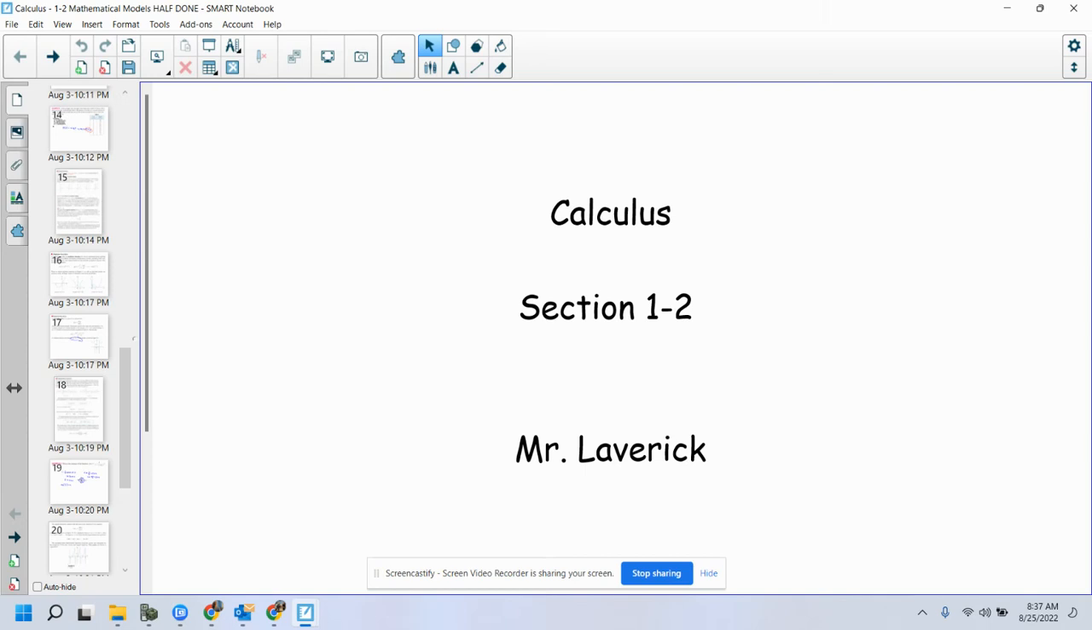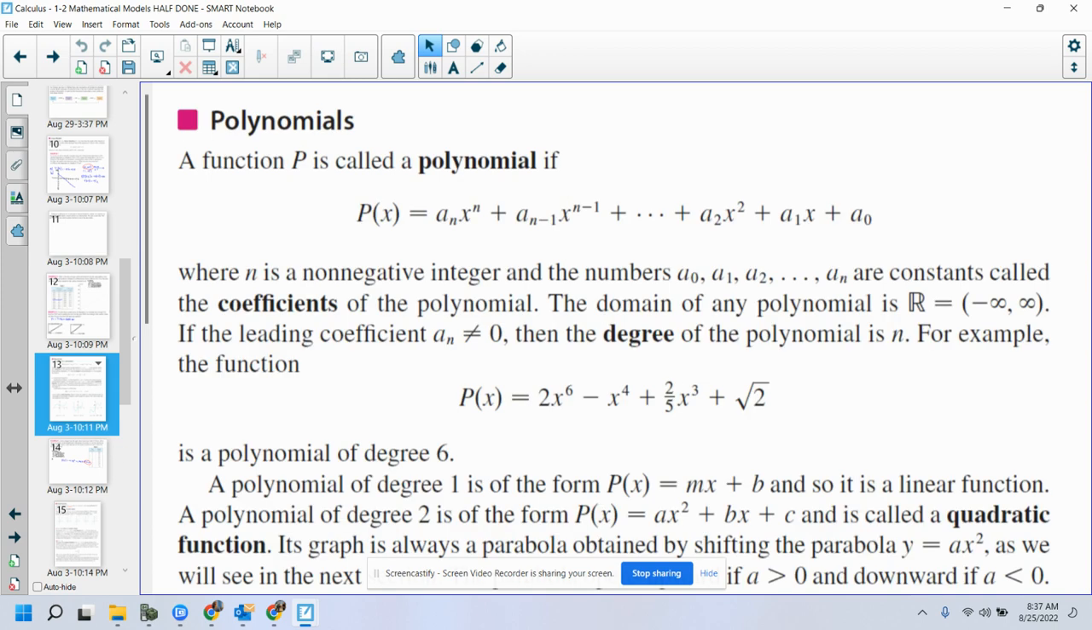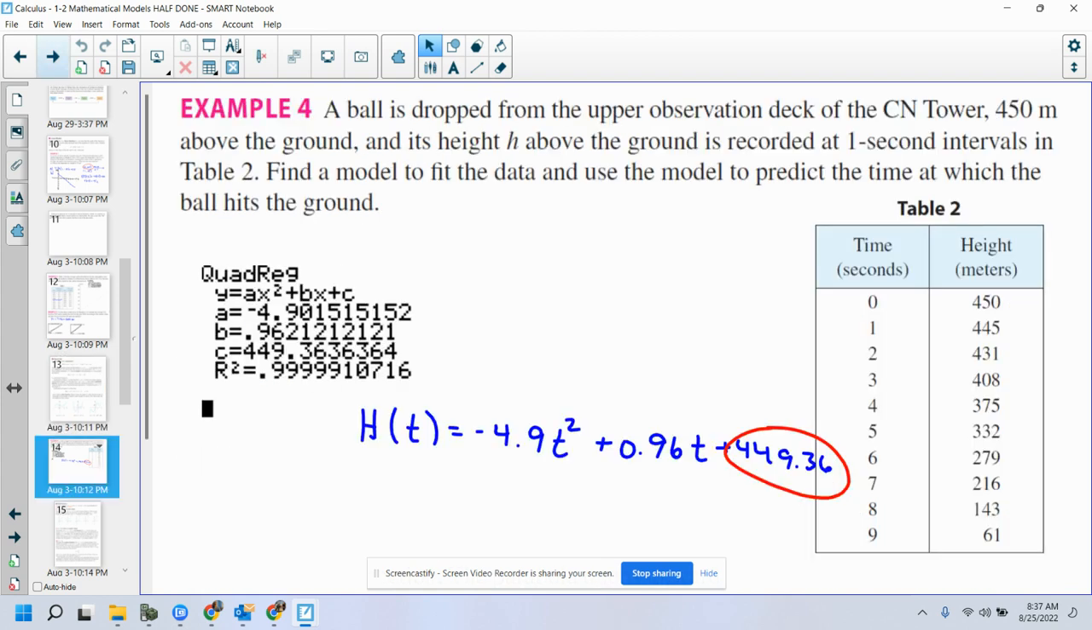All right, and we're back. Hopefully this is the last video for section 1-2. So again, we're in this whole mathematical models chapter, but remember we're talking about all different types of functions. Just a couple more functions to talk through today.